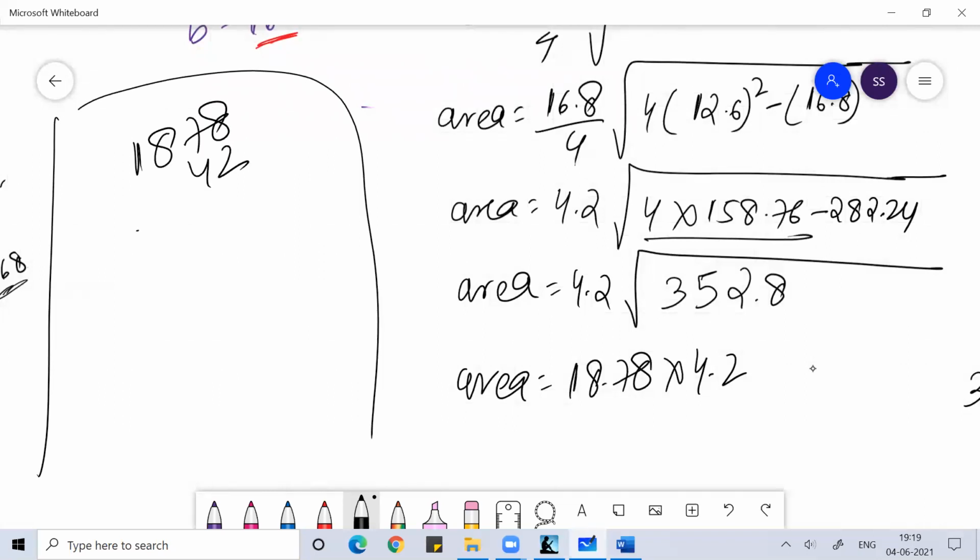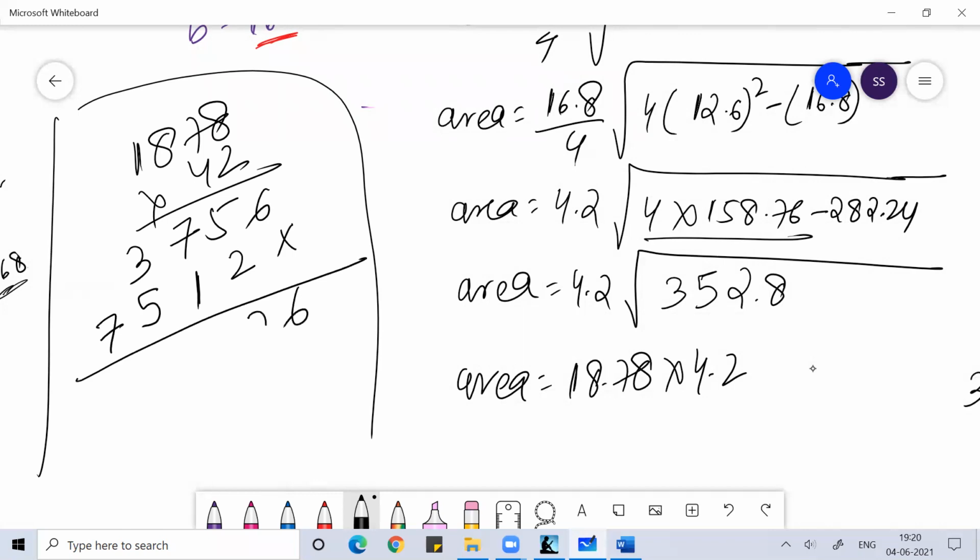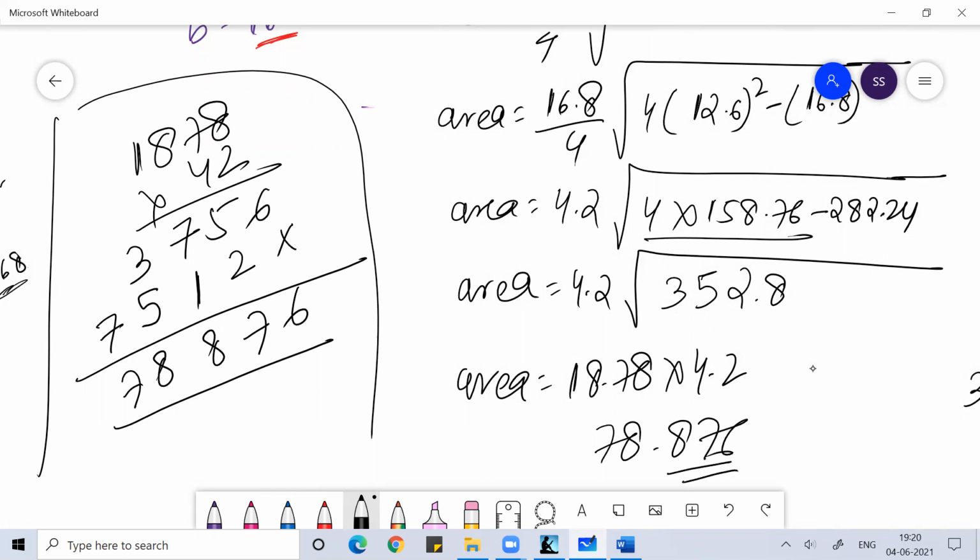1878 and then 52. 8 2s are 16, 1 carry, 15, 1 carry, 17, 1 carry. Then 8 4s are 32, 3 carry, 31, 3 carry, 35, 3 carry. 6, 7, 8, 8, 7, 7, 8, 8, 7, 6, 3 decimal. 78.876 something unit centimeter square over here.